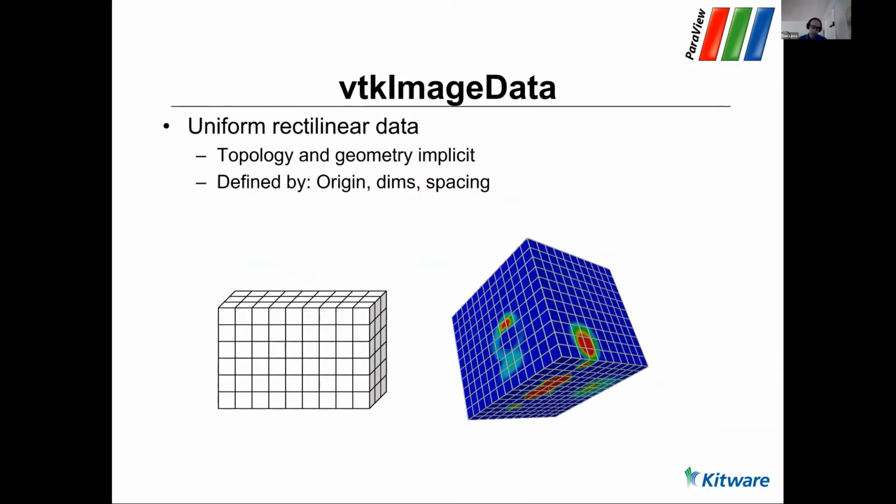So the image data is a uniform rectilinear grid. The topology and the geometry are implicit. What this means is that we don't need to store point positions and we don't need to store cells. All that can be computed. The only things we need to store are the origin of the data set, the dimensions, that is the number of indices along each axis, and the spacing between the points. Then you can compute the position of every point, and by using neighboring information, you know the neighbors and you have the cells this way as well.